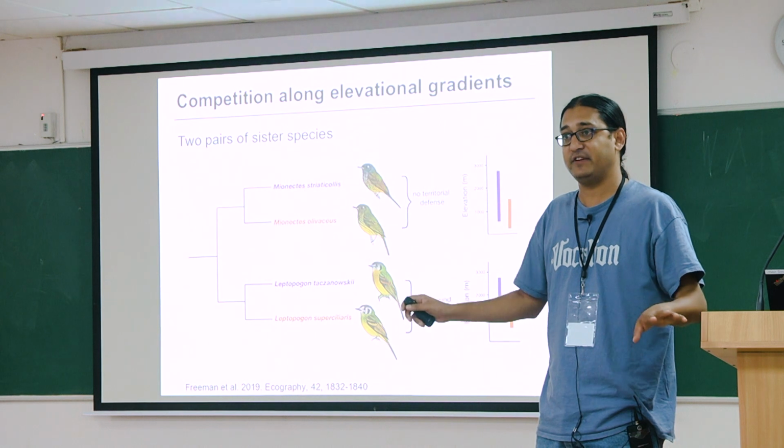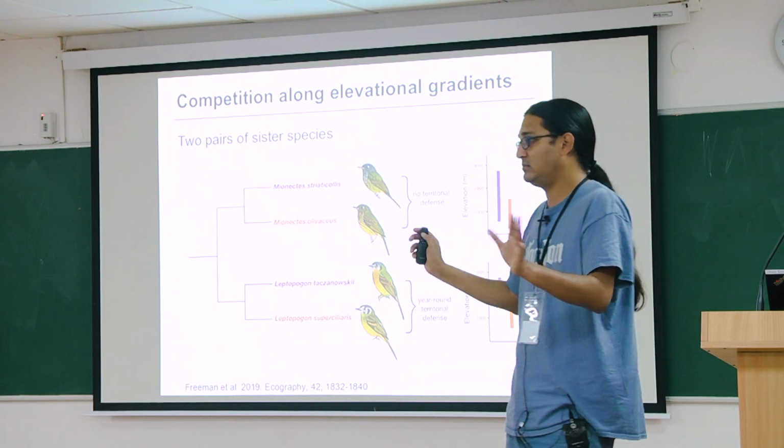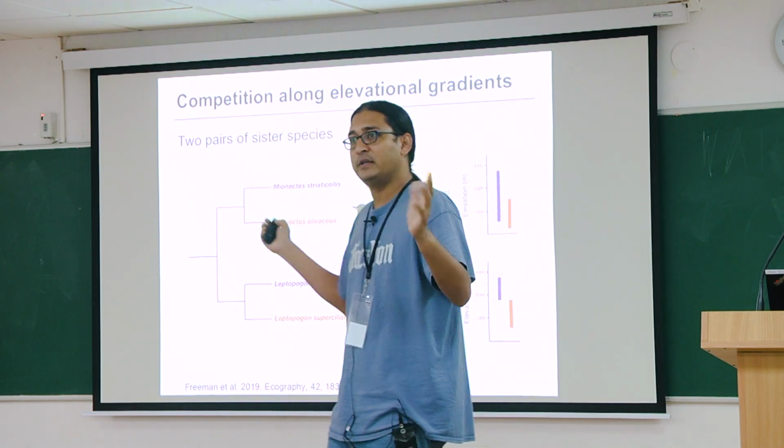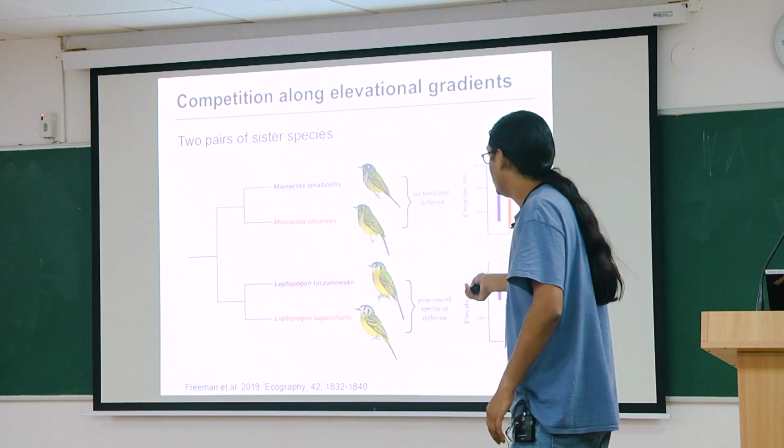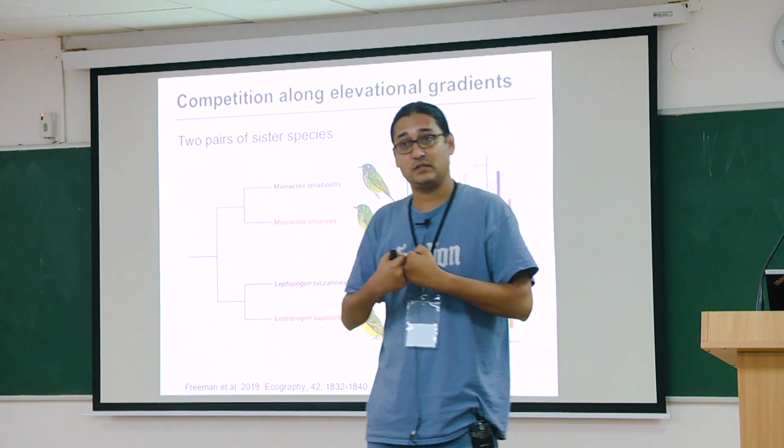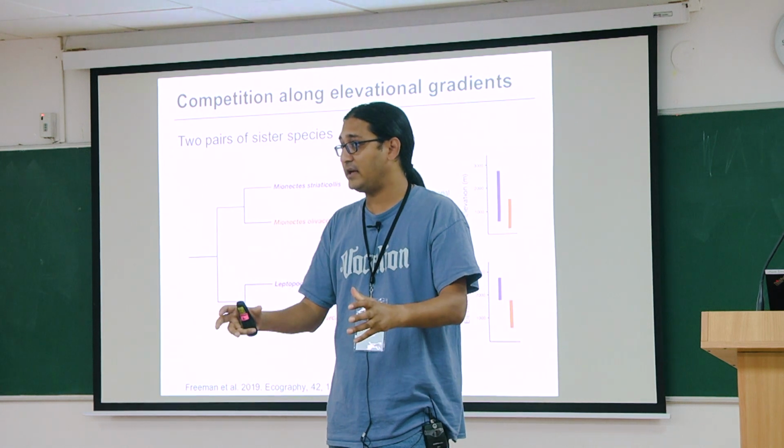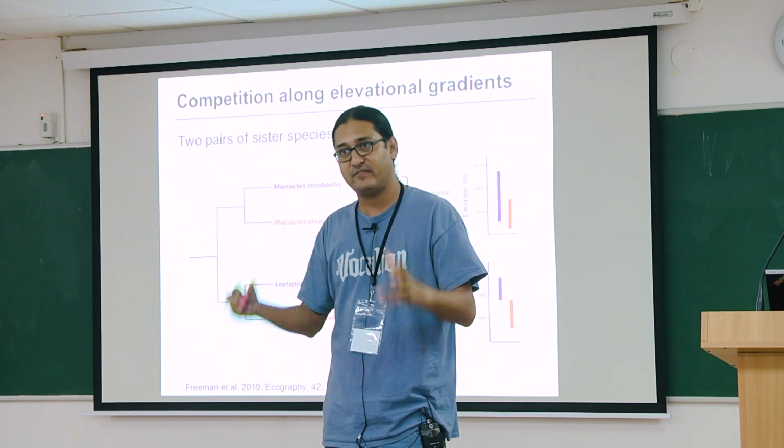There is no territorial defense. They forage wherever they like, they don't defend territories. These two have very, very strong territorial defense. They will set up territories, establish territories, and fight for them.